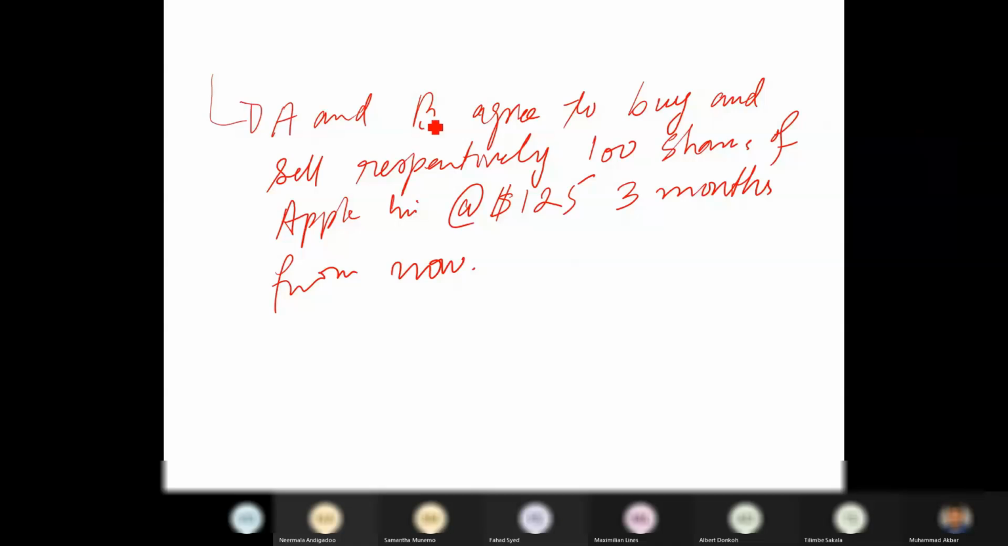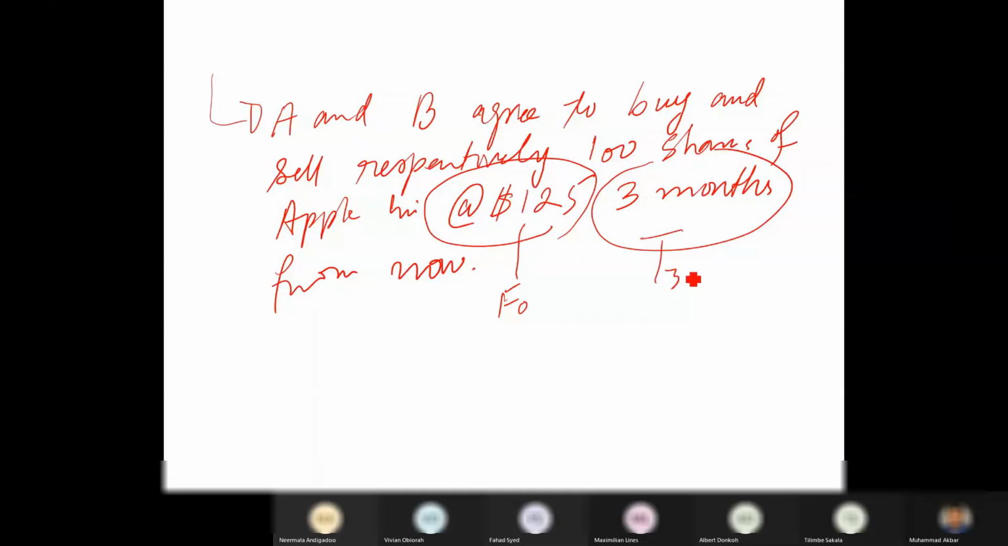So party A and party B have agreed to buy and sell respectively. That is, A is agreeing to buy and B is agreeing to sell 100 shares of Apple at $125 each 3 months from now. So the time period is 3 months. The forward price, let me write it as F naught. Forward price is this, and T is equal to 3 months. And A has the obligation to buy, B has the obligation to sell. Okay, and the underlying is Apple's shares, and the quantity is 100. That is, the size of the contract is 100. So this is a forward contract.